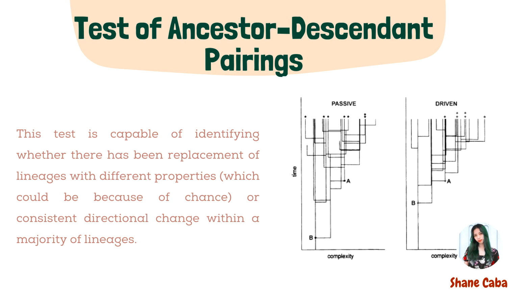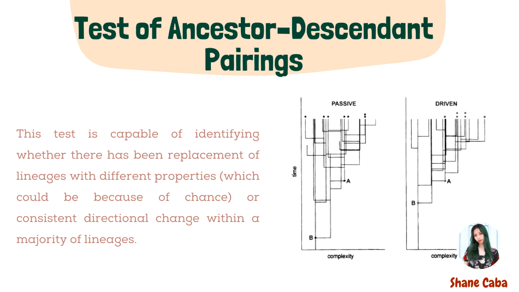The most powerful test of trend dynamics is one involving direct comparisons of large numbers of ancestor-descendant pairs. Such comparisons provide a detailed view of the directionality of each change that took place and can deliver a convincing determination of whether trends have been driven or passive and whether this has changed at different times or at different scales. In particular, this test is capable of identifying whether there has been replacement of lineages with different properties. The figure you can see here is an example of the test of ancestor-descendant pairings.